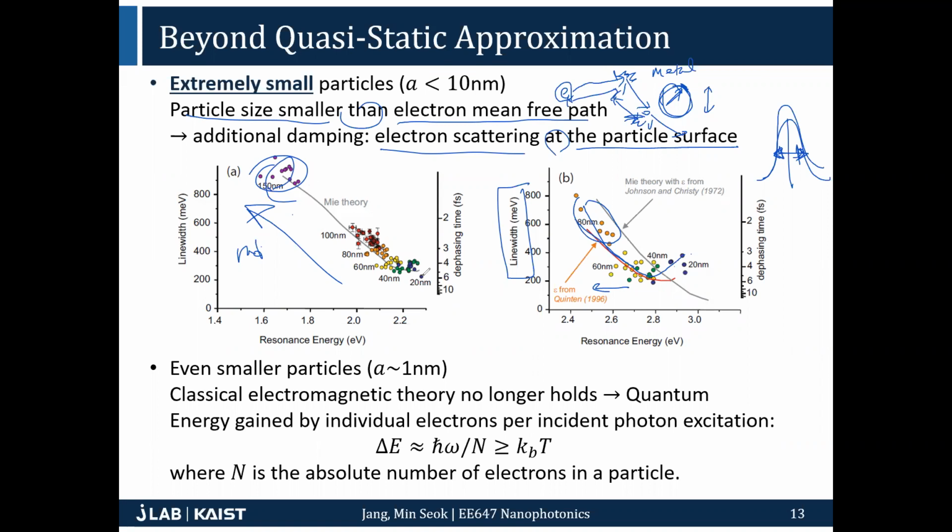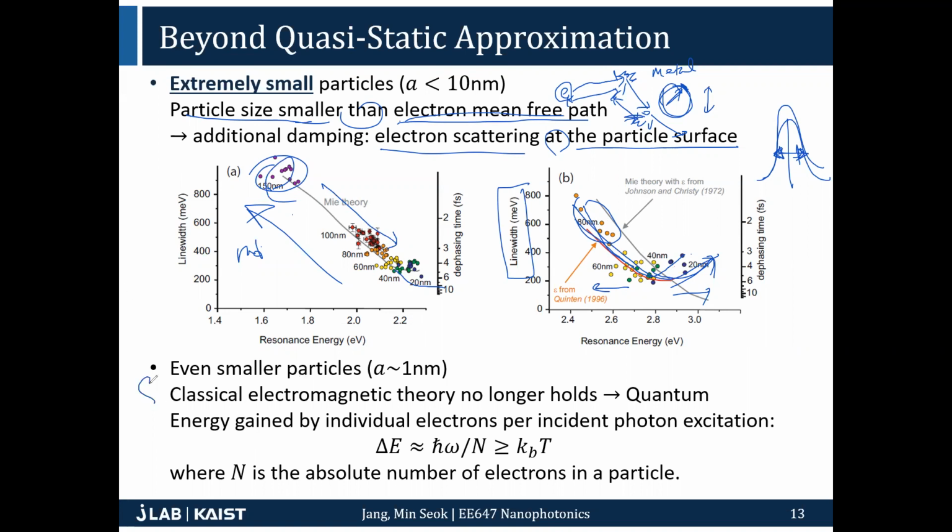But as you make your particles smaller and smaller, the line width never monotonically decreases. Going to a very small particle, your line width actually increases slightly. And this slight increase is due to the fact that the particle size becomes smaller than the electron mean free path, so that the non-radiative decay rate increases due to the particle size. So that's why you have this type of phenomenon.